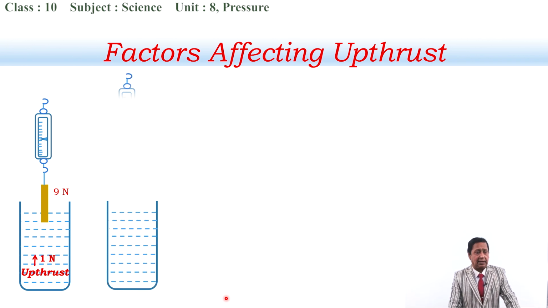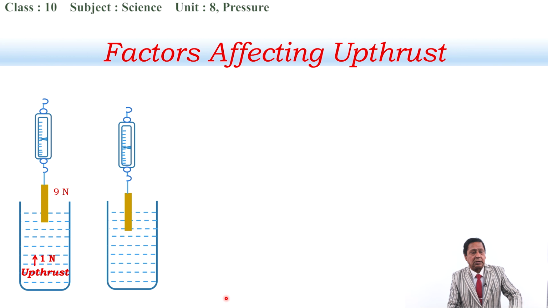Now the same body is taken again, and I am going to immerse it a little more than the previous. Yes, a little more immersion. At this time what is found? Its weight is reduced by 2 Newton. Its weight in water is now 8 Newton. It means 2 Newton of upthrust is acting on this body. The volume of the body immersed in the liquid is being increased, and increasing the volume of the body immersed into the liquid increases the upthrust also.